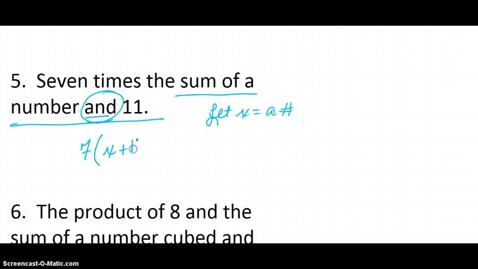x plus 11. Now, if you don't put parentheses around those, you're not going to show that those are one item. Remember, anything in parentheses is a base. It's one thing. If you did this, 7 times the sum of a number and 11, x plus 11, you wouldn't be bringing those two things together. So you need those parentheses, and you won't see this symbol anymore. So 7 times (x plus 11).